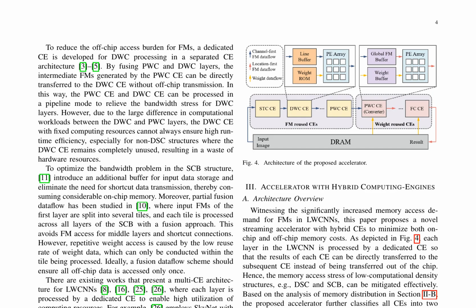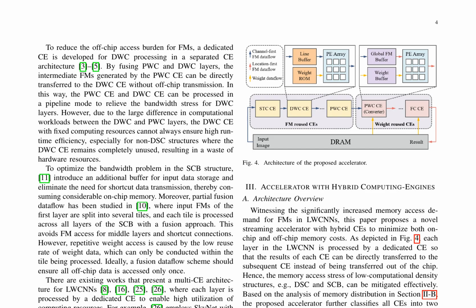The authors review related works on LWCNN accelerators, including those that perform all kinds of convolutions within a unified computational element, CE, those that develop dedicated CEs for DWC processing, and those that employ a multi-CE architecture for LWCNNs. However, they identify limitations in these approaches, such as low computational efficiency, high power consumption, and suboptimal memory footprint.